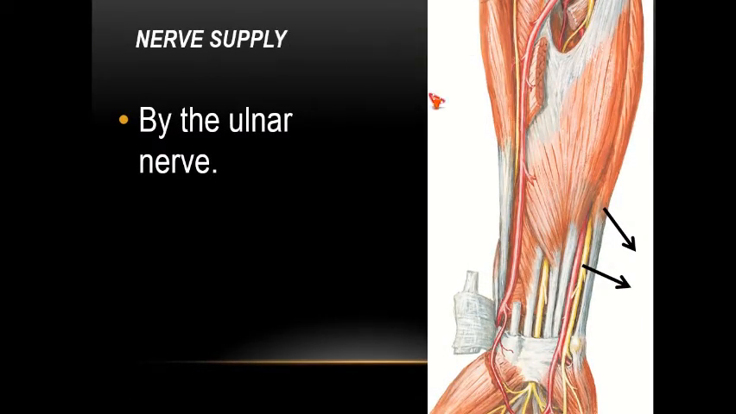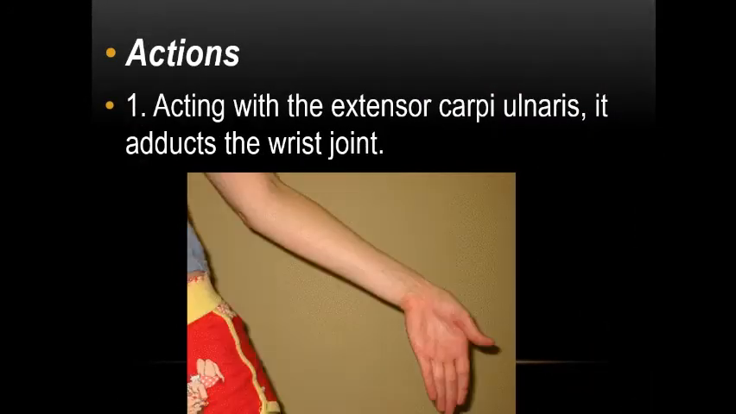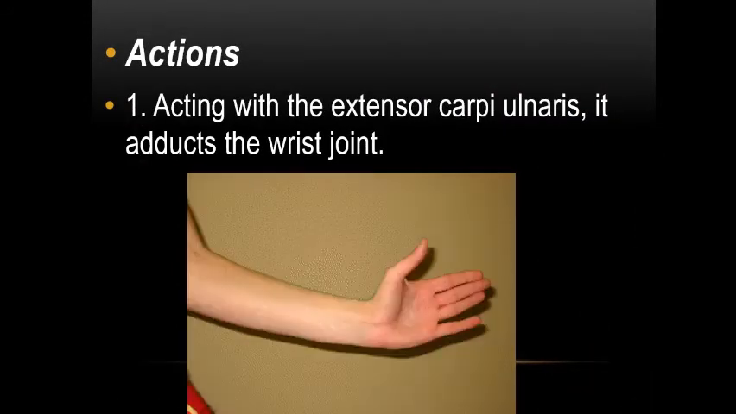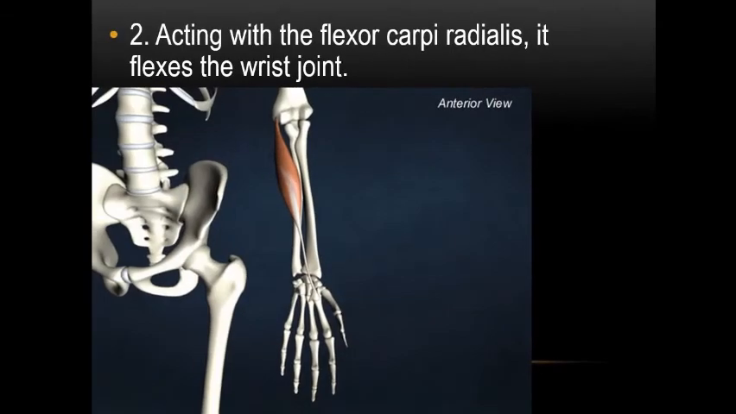Now the nerve supply of this flexor carpi ulnaris is by the ulnar nerve. Remember, the ulnar nerve supplies the flexor carpi ulnaris and also the medial aspect of the flexor digitorum profundus muscle. That we are going to see in a short time. Before going to the next muscle, let us see the action of it. Acting with the extensor carpi ulnaris, it adducts the wrist joint. Acting with the flexor carpi radialis longus, it flexes the wrist joint.